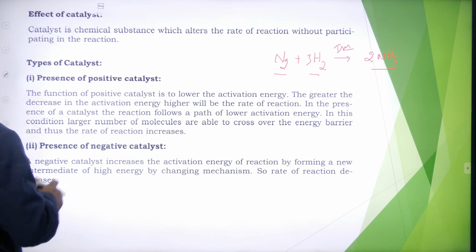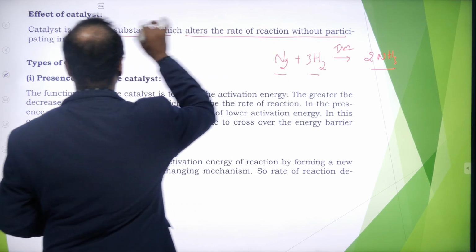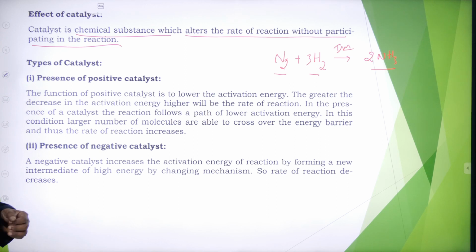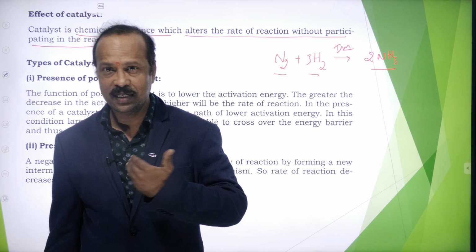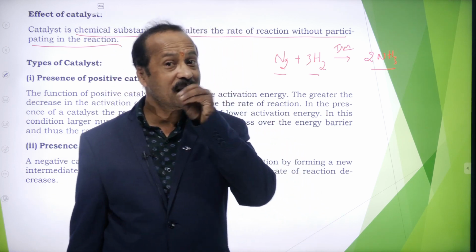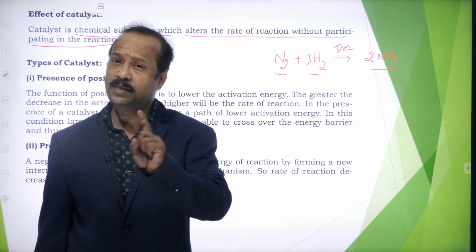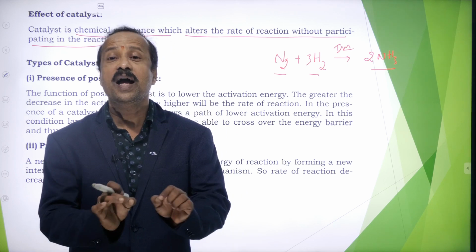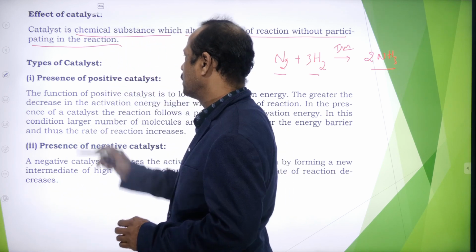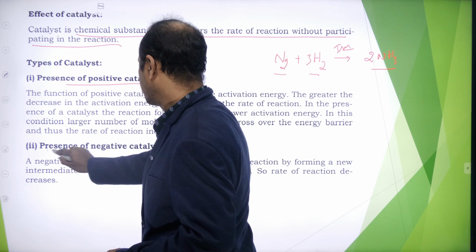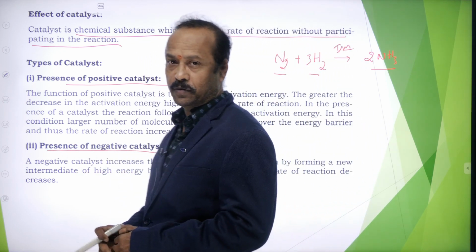So a catalyst is a chemical substance which alters the rate of reaction without participating in the reaction. The meaning is that they are just increasing the speed of reaction, but they are not participating in the chemical reaction. Such substances are called catalysts. Right? These catalysts are of two types: positive catalyst and negative catalyst.